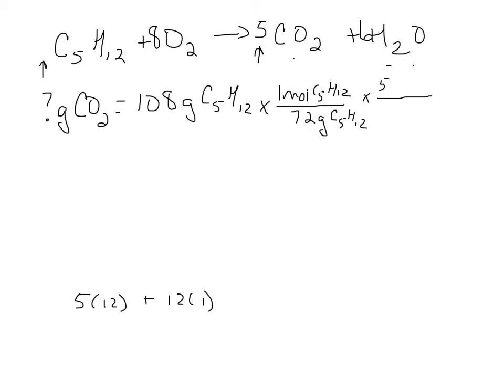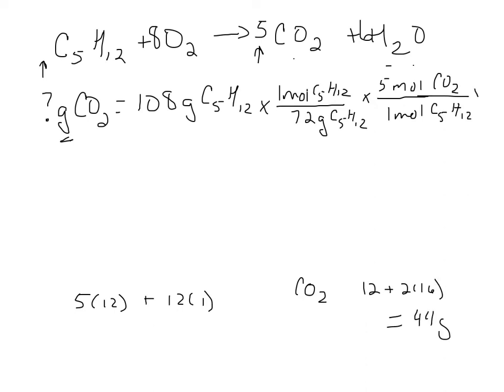So I would say 5 moles of CO2 and 1 mole of C5H12. And our last step is to convert from moles of CO2 back to grams of CO2. Well, CO2 would be 12 plus 2 times 16, or 44 grams. I'm running out of space, so on top would be 44 grams of CO2, and on the bottom would be 1 mole of CO2.